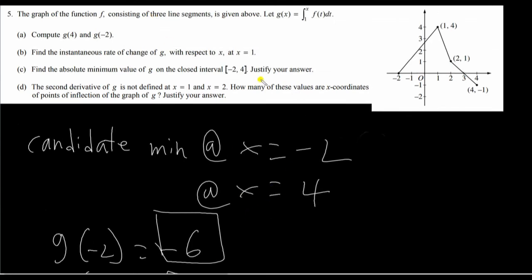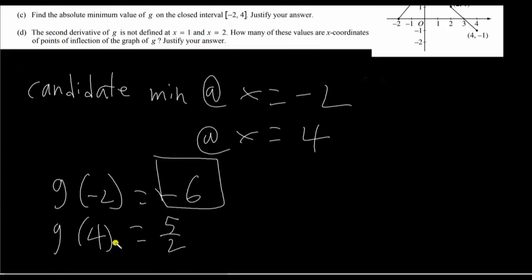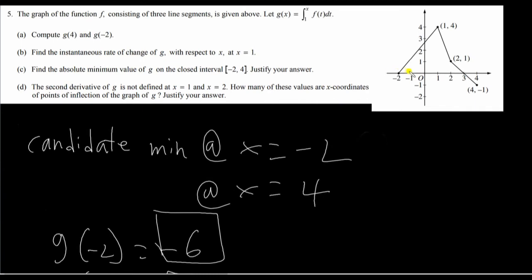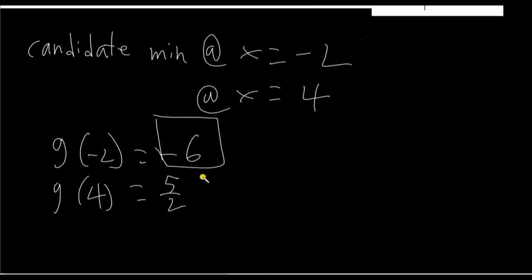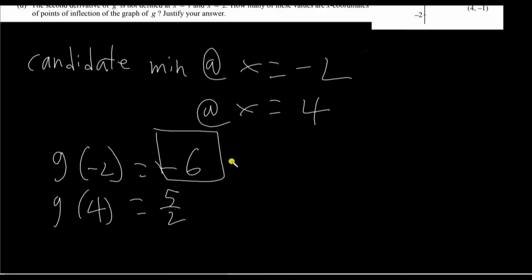-6. And then since it wants us to justify our answer, we'll say that since f of x is positive on -2 to 3, the minimum area is at x equals -2, and since f of x is negative on 3 to 4, the lowest area is at x equals 4, and testing both of those points gives that g of -2, or -6, is the absolute minimum for g.